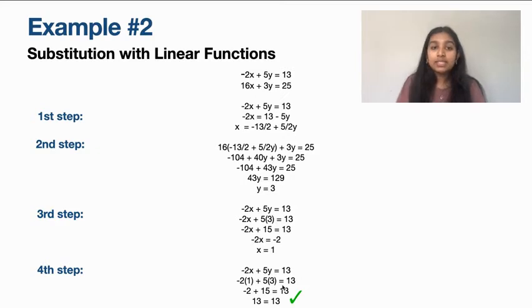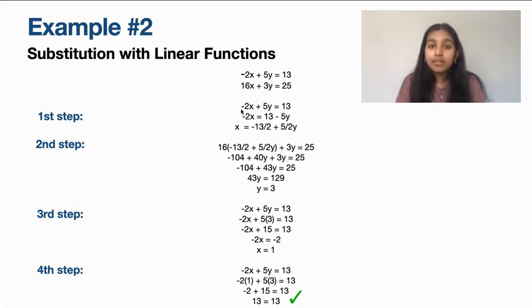Now, in this second example, it does seem really intimidating at first because of these bigger numbers, but I assure you, just stick to the steps and make sure that you don't make any simple errors. Just be really careful through the entire process. So let's start with our first step, finding the expression for one variable. I'm going to solve the expression for x.